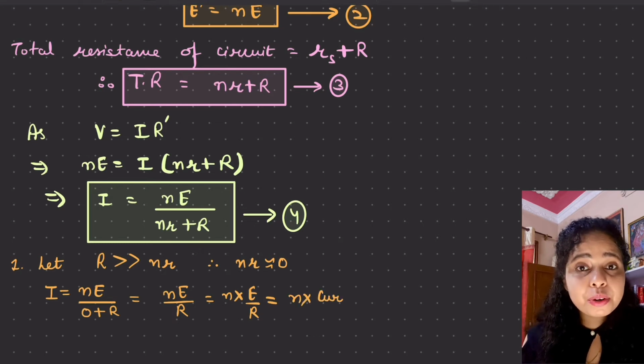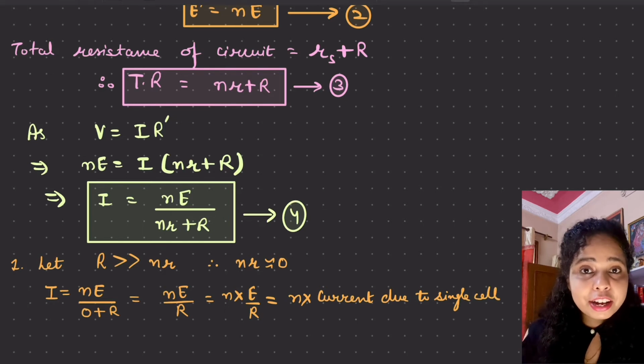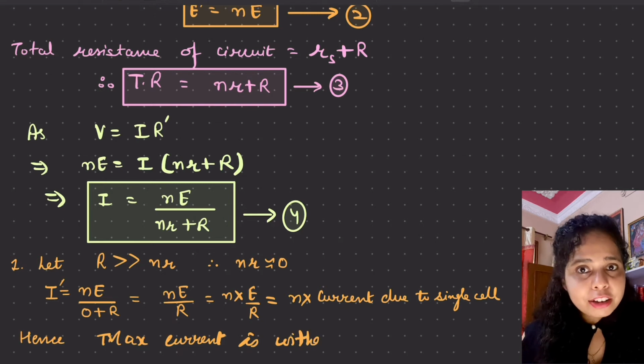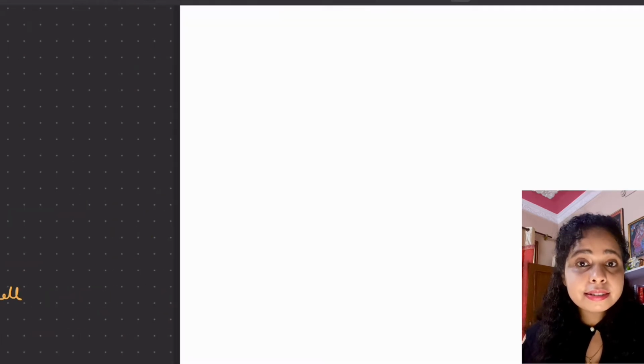Here E upon R describes the current due to a single cell. So the total current flowing in the circuit, I dash, is equal to N multiplied by the current due to a single cell. So if we attach an external resistance capital R such that its value is very much greater than n times small r, then in this case we can say that the maximum current can be withdrawn from the combination of these cells.